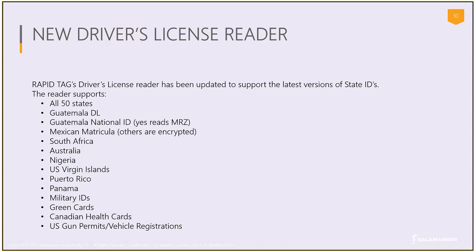So we've expanded this. As you know from the prior versions, you weren't able to scan a lot of these different items. There were issues or errors. So now you're able to do all this. Now, as you start working in Rapid Tag and you do run into issues with scanning, please let us know. Send us an email at support@salamanderlive.com.